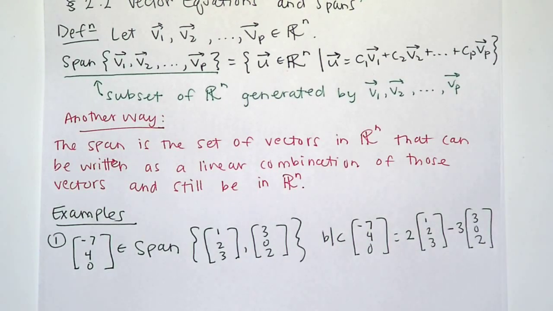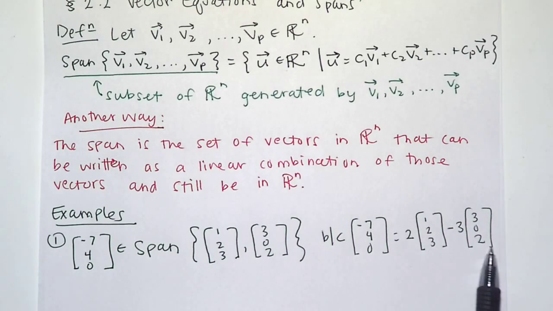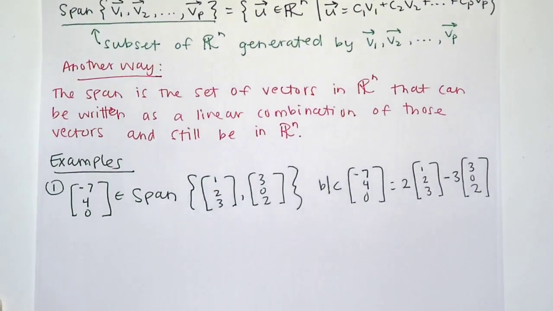All right, and so when you multiply across each row here, you'll get 2 minus 9, that's negative 7. 4 minus 0, that's 4. And then 6 minus 6 is 0. So that means that this vector is in the span of these two because it can be written as a linear combination of those two. All right, let's look at another example.